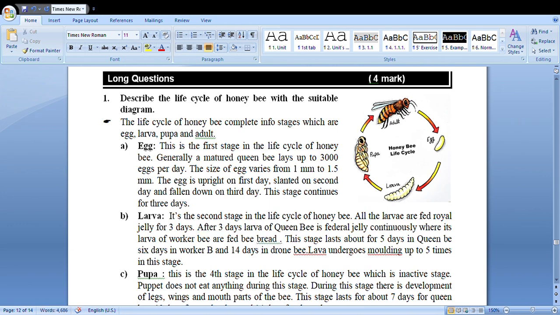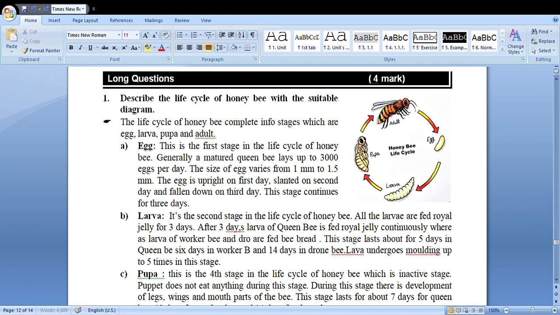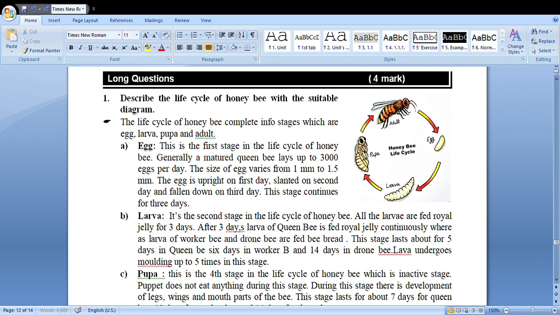After 3 days, larva of queen bee is fed royal jelly continuously, whereas larva of worker bee and drone bee are fed bee bread. That is mixture of pollen and honey.